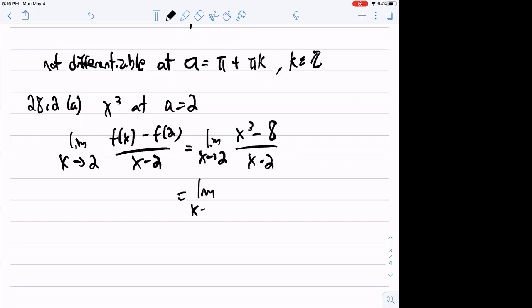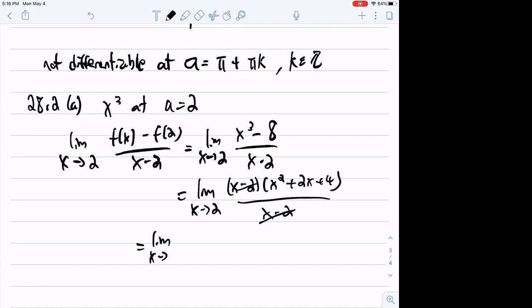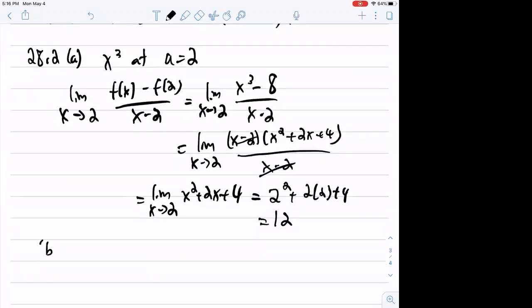And hopefully we all know that this factors, right? x minus 2, I think it's this, over x minus 2. And then you get the limit, right? Because there's no denominator anymore, just plug in. So you get 2 squared plus 2 times 2 plus 4. And you should get 12, right? So if you really want to reality check, you know the derivative of x cubed, right? So you can always just check by hand.